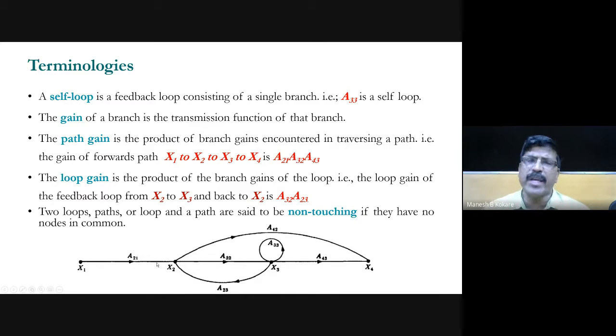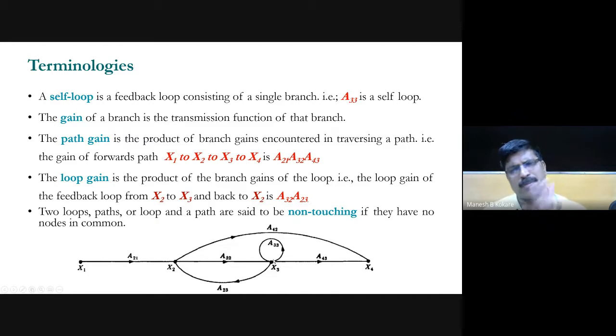Now, when can we say that two loops or paths are not touching each other? If they do not have any common node, right? Then those two paths or loops are said to be non-touching loops. So two loops, or loops and paths, are said to be non-touching if they have no common node. Now, how many loops are there in this? There are two loops. One is this one, A32 multiplied by A23. So this is one loop, and another one is this self loop A33.